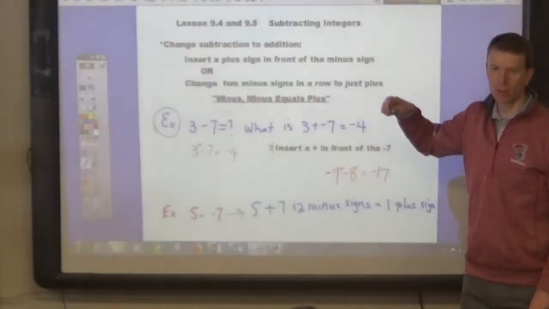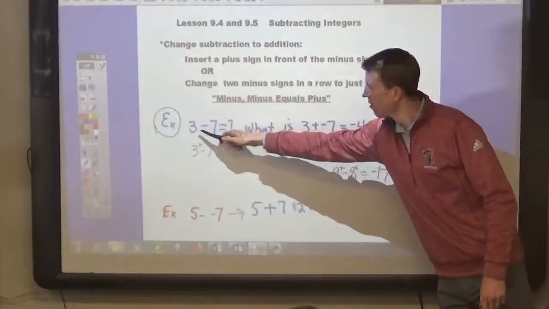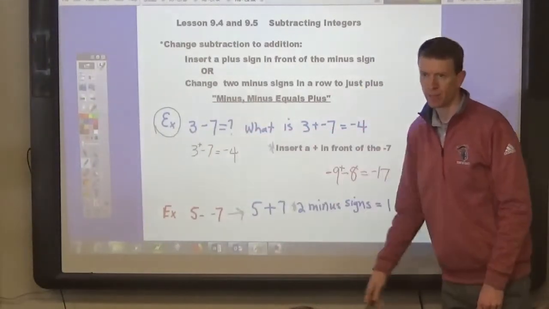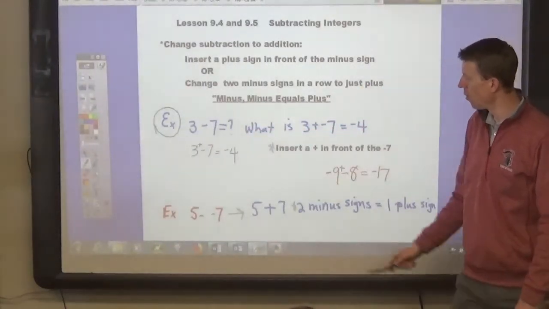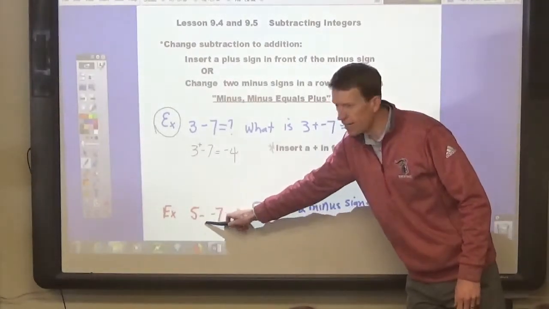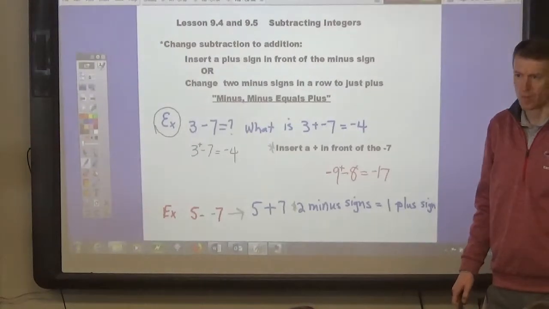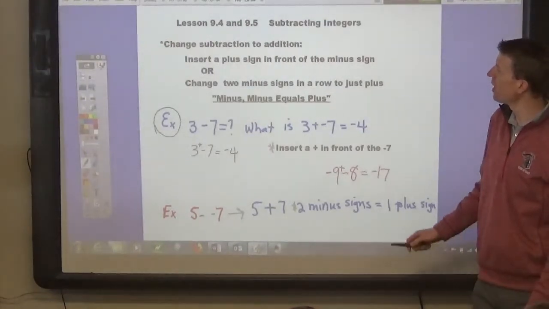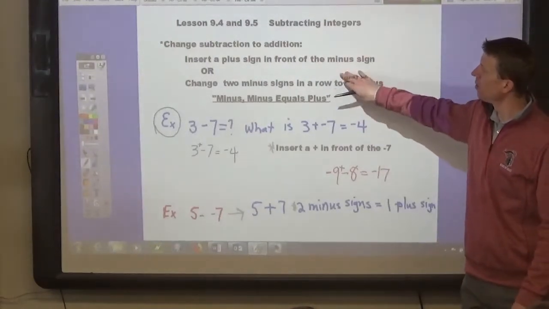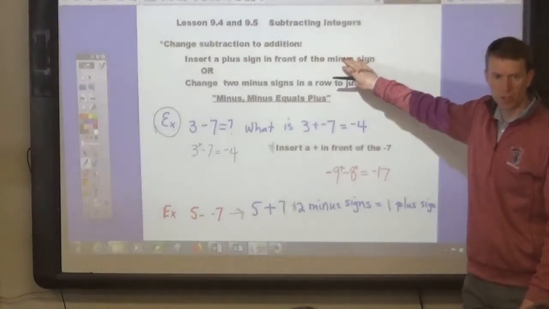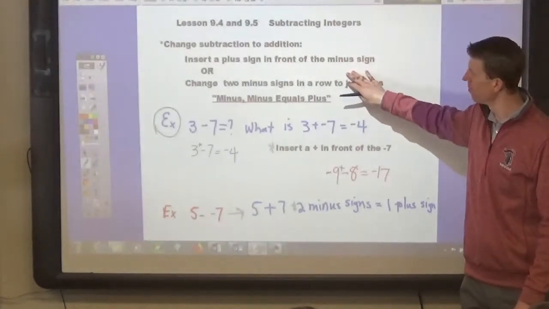So for example, 3 minus 7. Or 5 minus negative 7. Okay? And there's two concepts that will help you to do this really, really well.